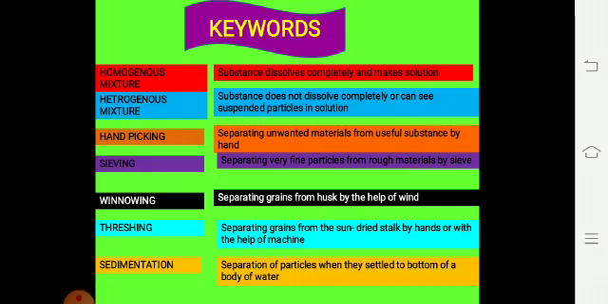Threshing. Separating grains from the sun-dried stalk by hands or with the help of a machine, a threshing machine, especially wheat or rice. Next is sedimentation. Separation of particles when they settle to the bottom of a body of water is called sedimentation. So all these terms we will discuss in this chapter.